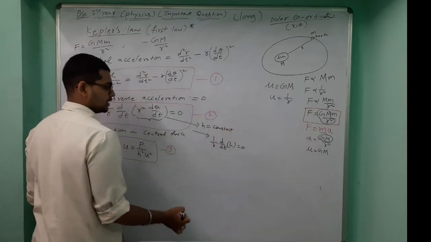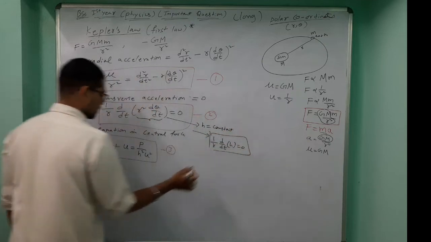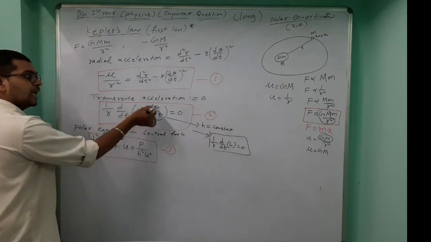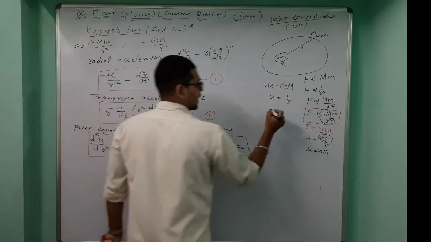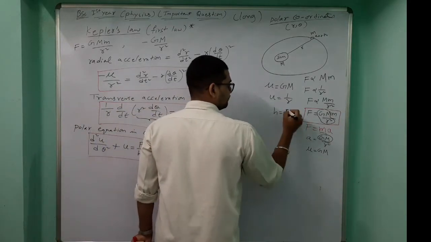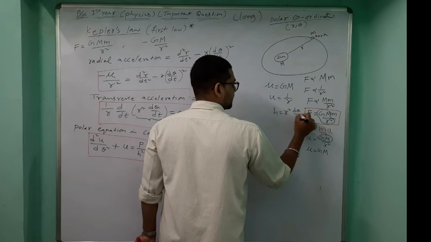h is constant, so we will add this one. Here the h value is r square d theta by dt. u is nothing but 1 by r, so I will write h also. h is equal to r square d theta by dt.